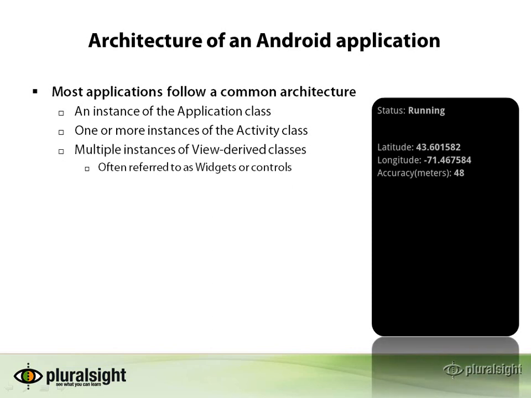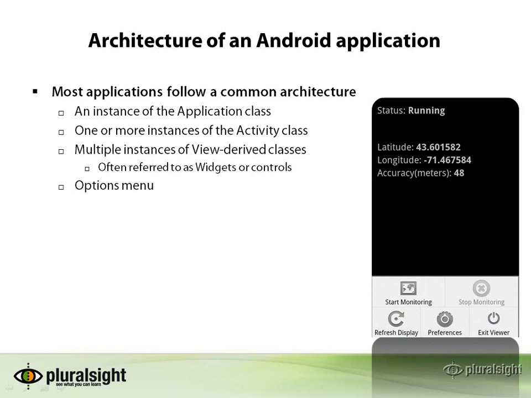And on that activity are a series of view-derived classes. In terms of Android nomenclature, a view is any kind of control. So this is a label here where it says status. This is another label where it says running. If we had a button, that would be another view-derived control. These are often referred to as widgets in Android terminology. And of course, we pretty much always have an options menu. That's where the user makes the choices of the things that they want to do. When they hit the menu key on an Android device, this is what pops up. So they're the root of what we have.